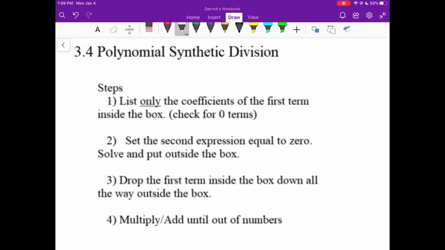For example, whereas in long division, whatever the second polynomial, the second expression was, you would just put it outside the box. This time you're going to have to set it equal to 0 and solve before you put something outside the box, which I'll show you what that means. The rest of it does kind of have some relation to what you guys already did, so the rest of it may feel a little bit similar.